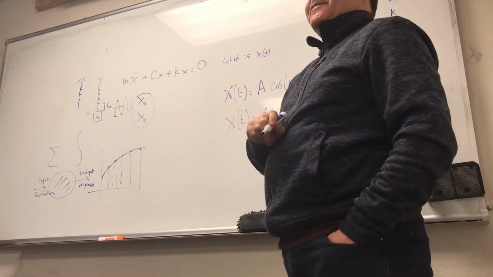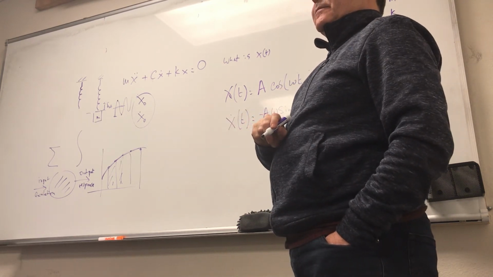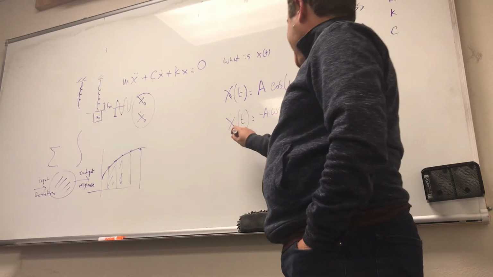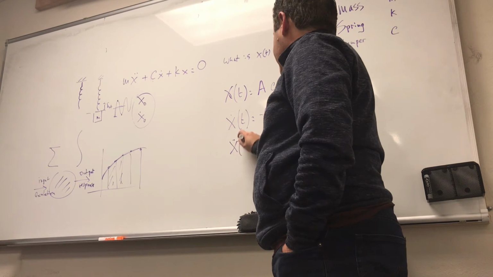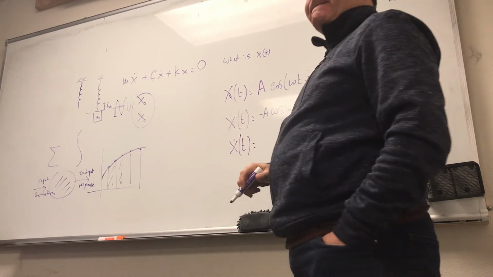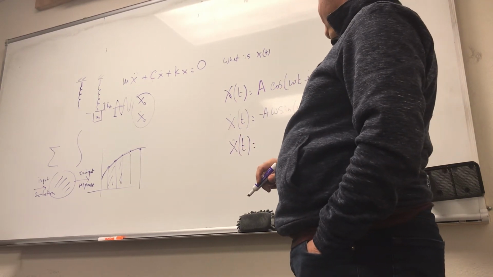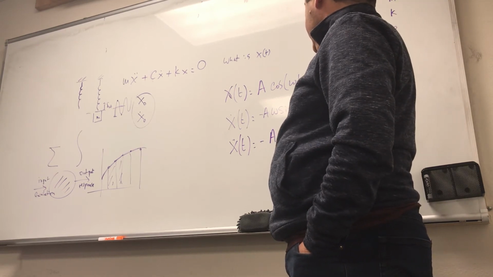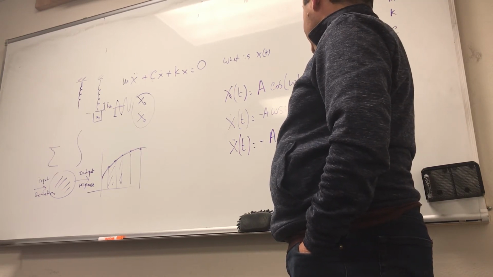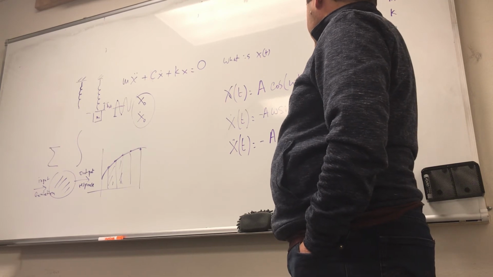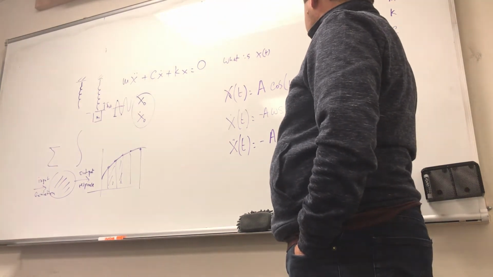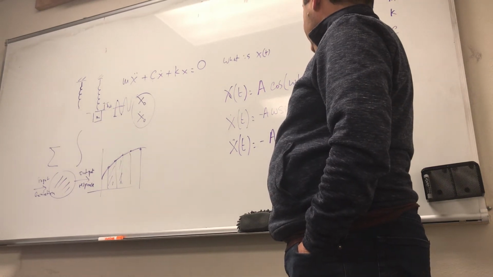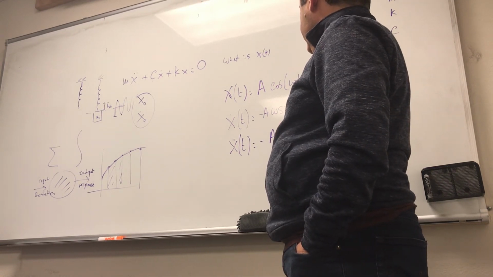So what is x dot of t? It's gonna be minus A omega sine of omega t plus phi. And now, what is x double dot of t? It's gonna be minus A omega squared cosine of omega t plus phi.